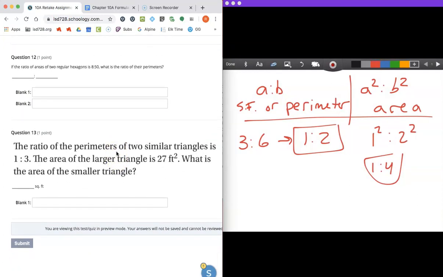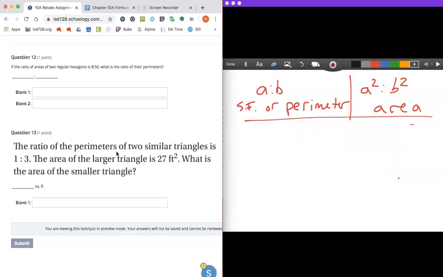If the ratio of areas of two regular hexagons is 8 to 50, then what is the ratio of the perimeters? Same thing as asking for the scale factor. So this is a ratio of areas. Okay, so I know that 8 to 50, that is currently A squared to B squared. Okay, so what I need to do to get the ratio of perimeters is I need to turn that into A to B. All right, so the way I can get A from A squared is taking the square root.